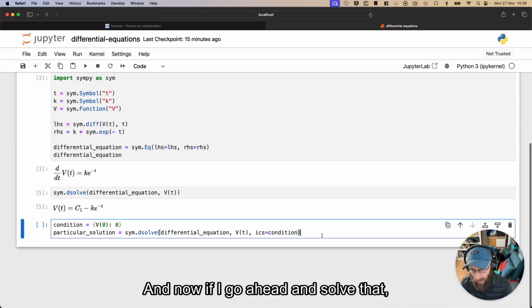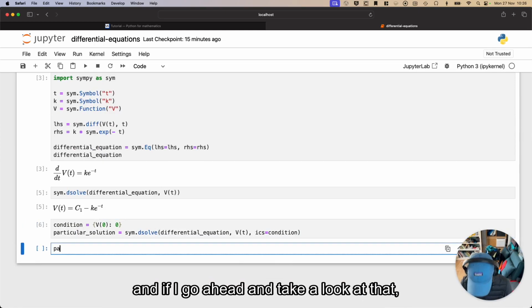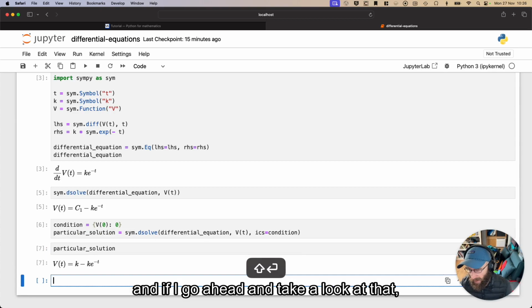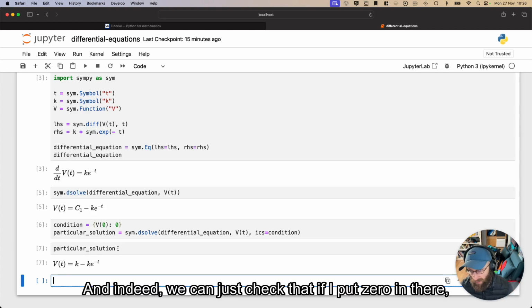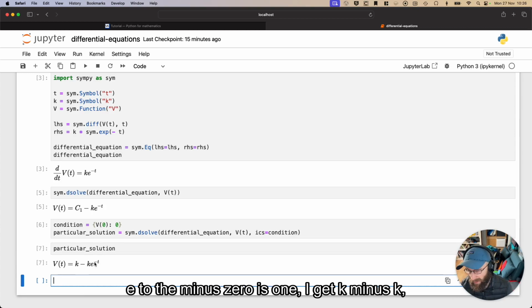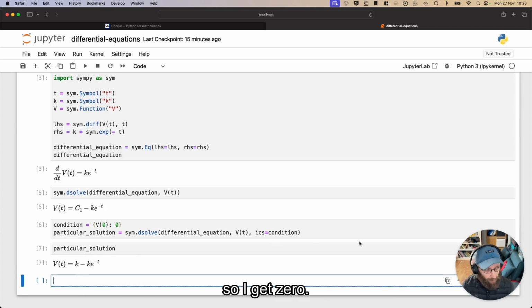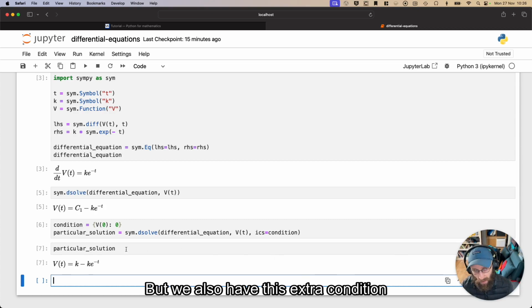And now if I go ahead and solve that, and take a look at it, we see that v of t is equal to k minus k e to the minus t. And indeed, we can just check that if I put 0 in there, e to the minus 0 is 1, I get k minus k, so I get 0. But we also have this extra condition that is a condition on k.